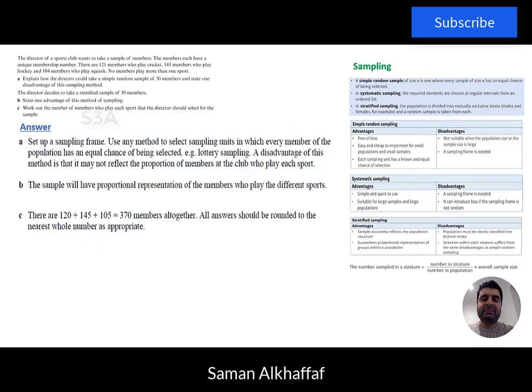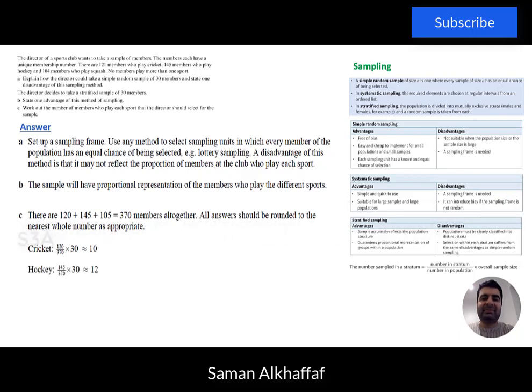So we have 124 cricket, 145 for hockey, plus 104 for squash, which will give us around 370 members together. The answer should be rounded to the nearest whole number as appropriate. So in this scenario, the proportion for the cricket will be 120 divided by 370 multiplied by 30, which is the sample size, giving us approximately 10.